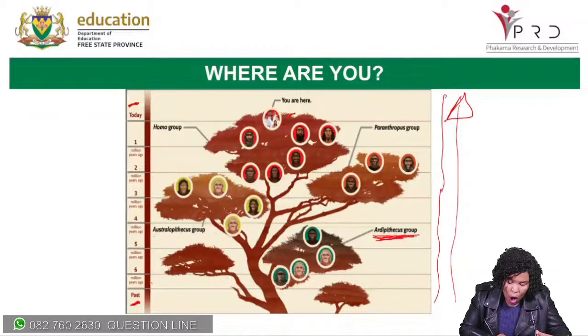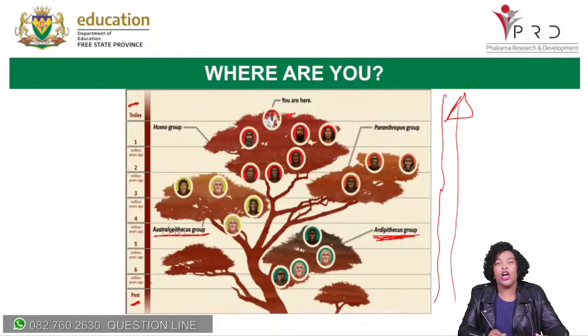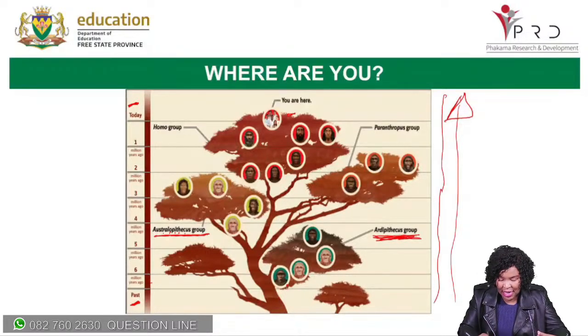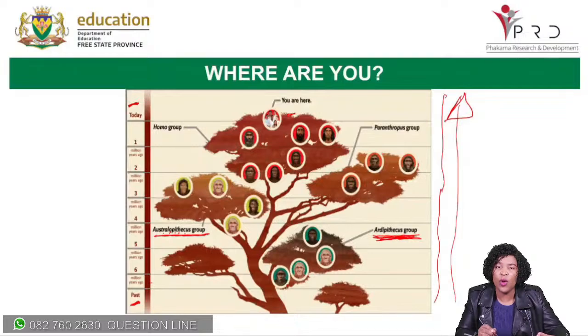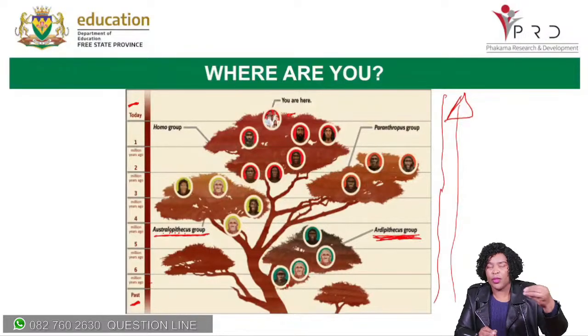That will be your Australopithecus group or your Australopithecines. So your Australopithecus group will be the one that is coming after Ardipithecus. It will depend on whether you are asked for the earliest common ancestor of hominids or the most recent, so the question will always guide you on which one they want.